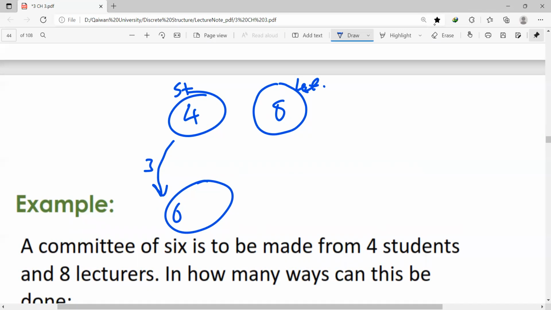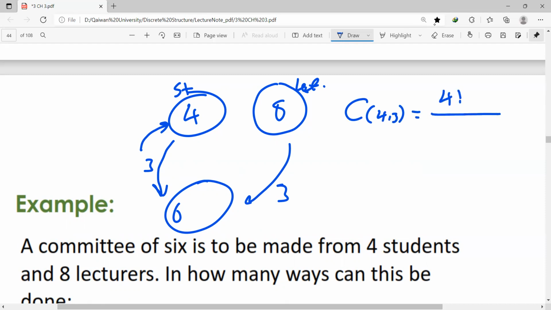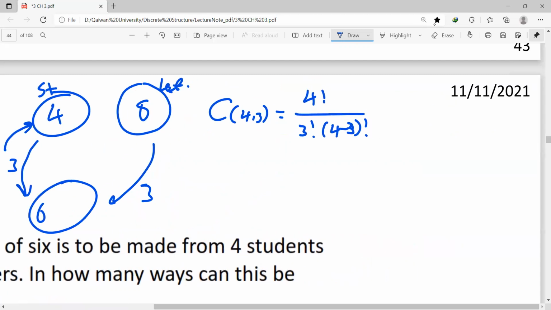3 more. So we just need to take 3 more from the lecturers. That means we choose 3 from 4 without ordering. That means in this case we use combination. The combination of 4 and 3 equals 4 factorial divided by 3 factorial times (4 minus 3) factorial. It equals 4 factorial divided by 3 factorial times 1 factorial. It equals 4.